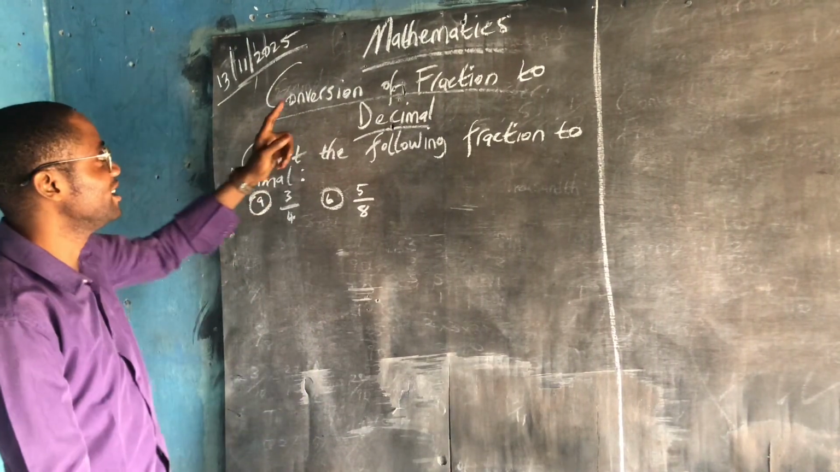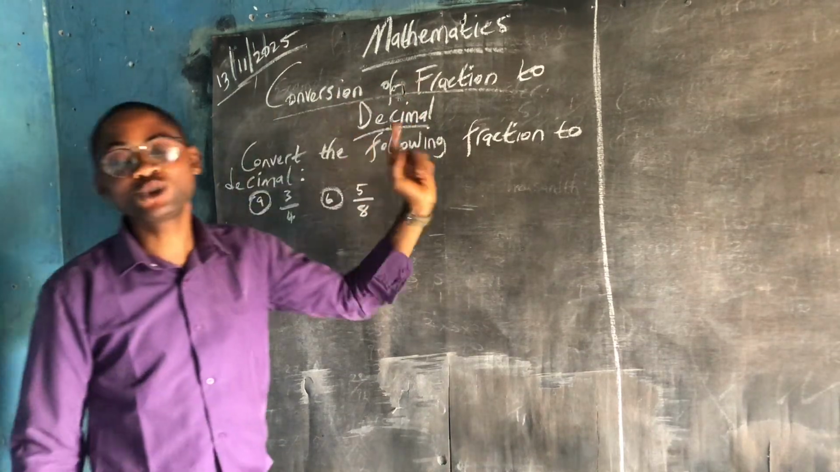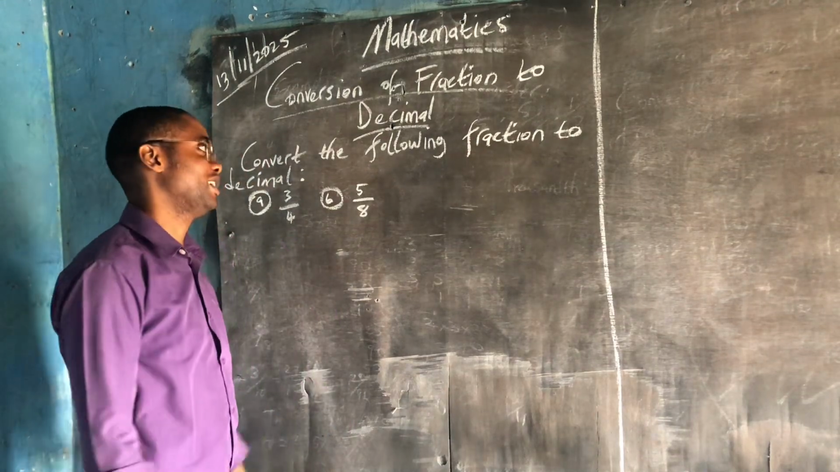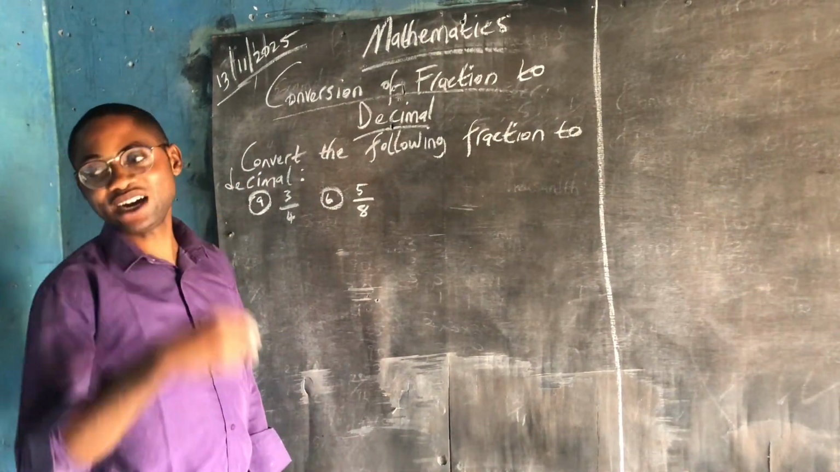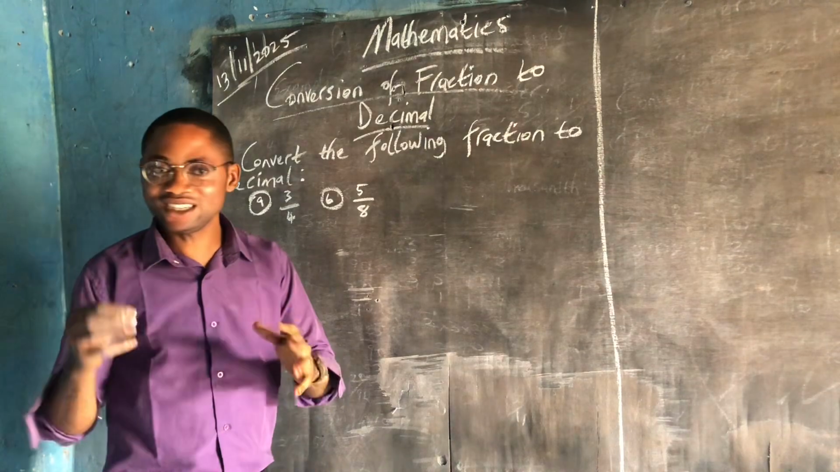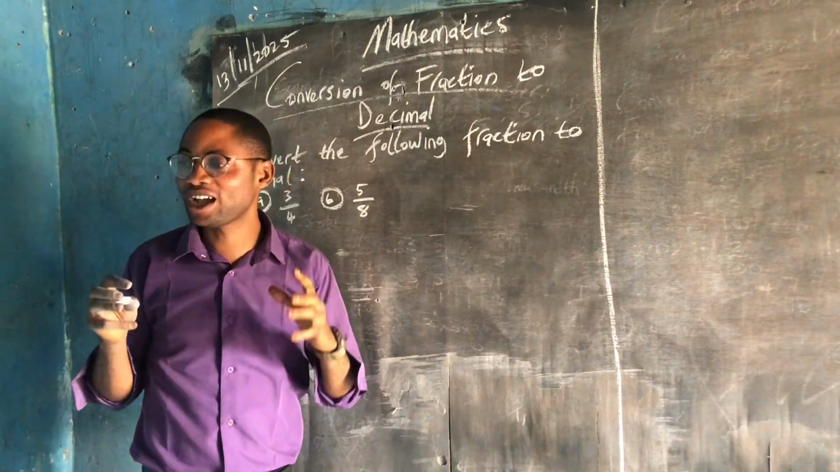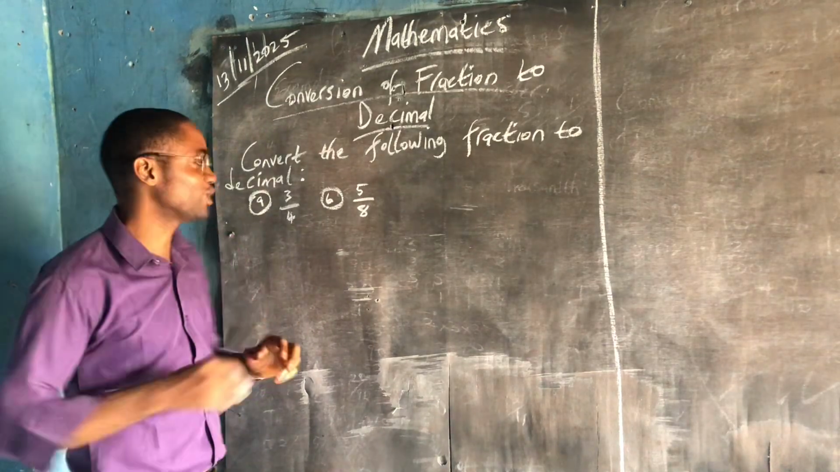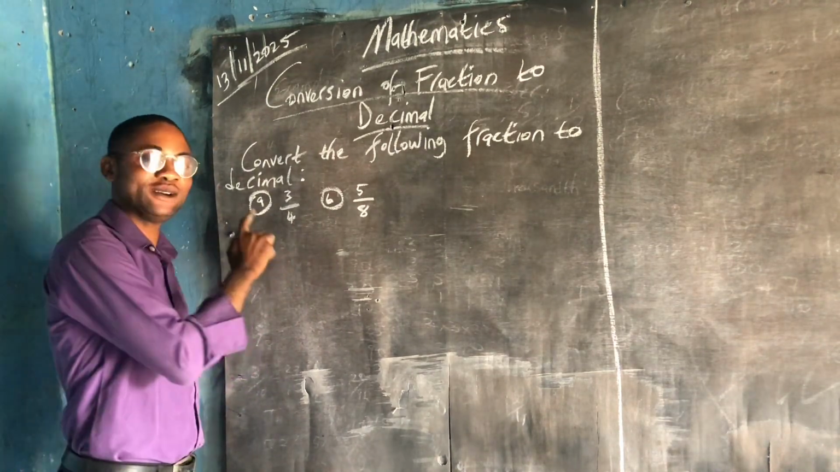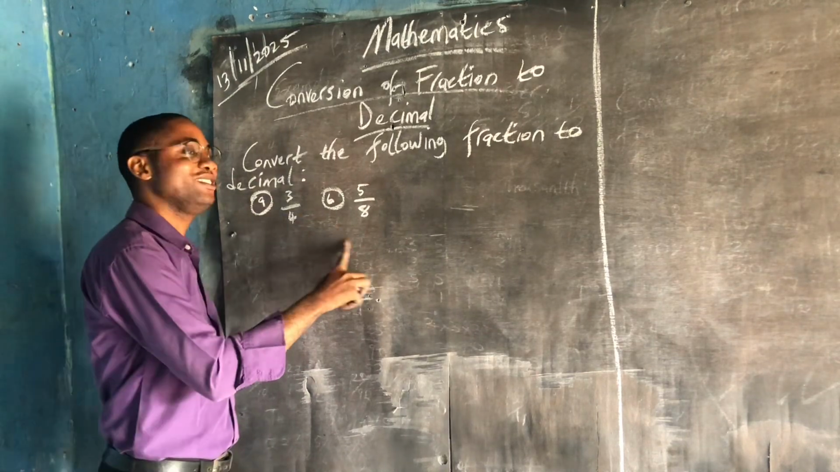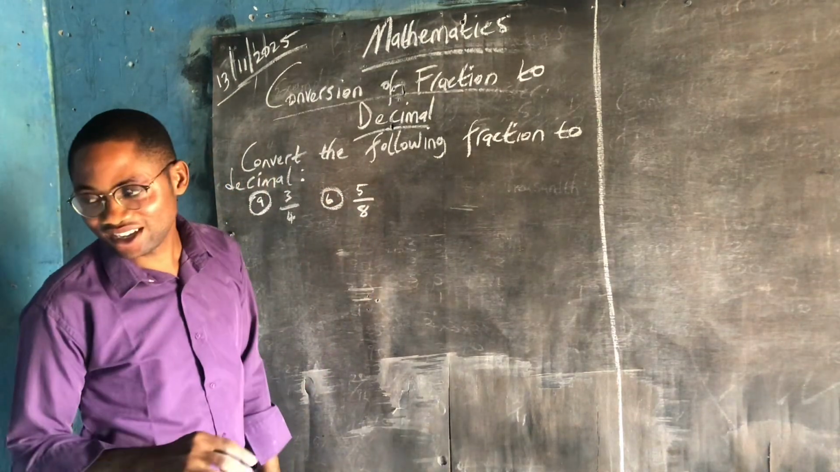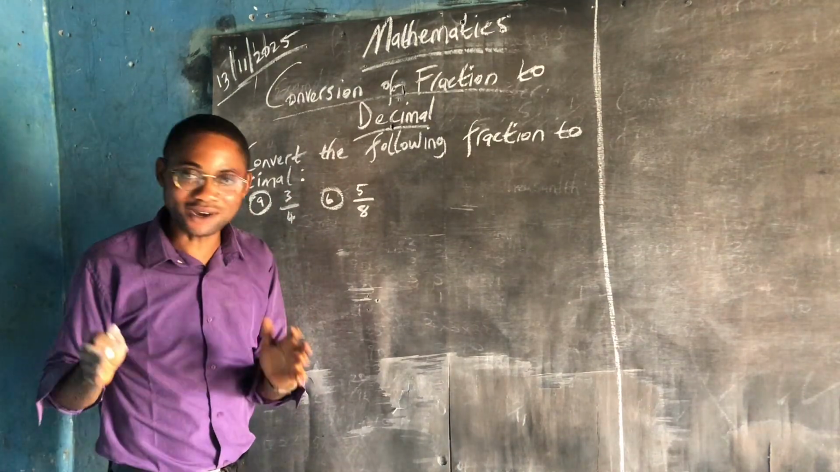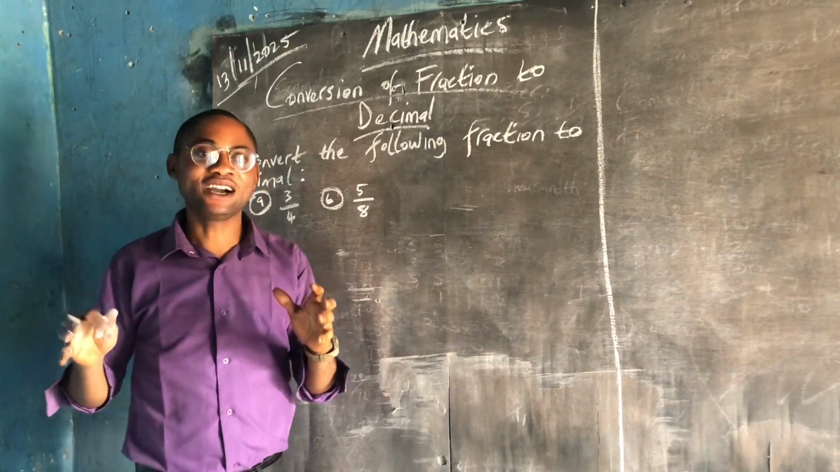Today we are going to be learning conversion of fraction to decimal. Conversion of fraction to what? Decimal. Now, how do we convert a fraction to a decimal? That is the question we are answering today. We have two examples to answer that question. The first example is 3 over 4, and the second one is 5 over 8. How do we convert from a fraction to a decimal? That is the question that we are answering.